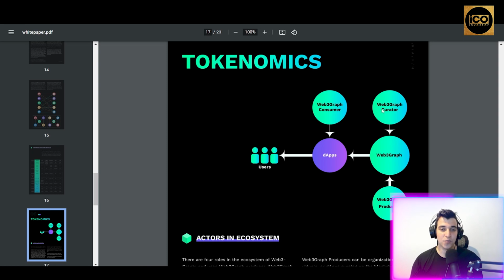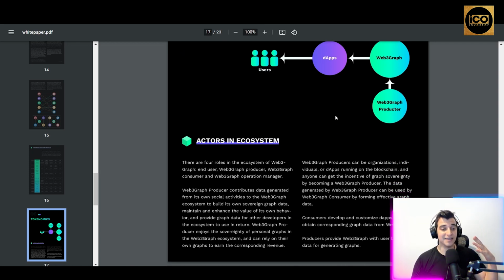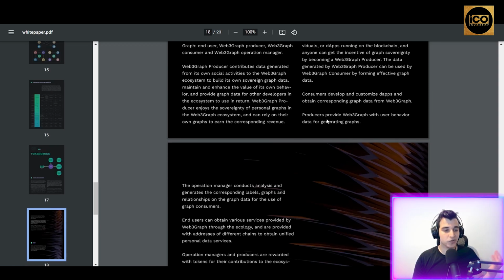There are the Web3 Graph producers, who are actually coming to the dApps and Web3 Graph consumers. And in the end, there are the end users, because there are 4 roles in the Web3 Graph ecosystem: the end users, the Web3 Graph producer, the Web3 Graph consumer, and the Web3 Graph operation manager. We are actually the end users, like most of us will be the end users. So it's very important for us to understand what we're going to do.